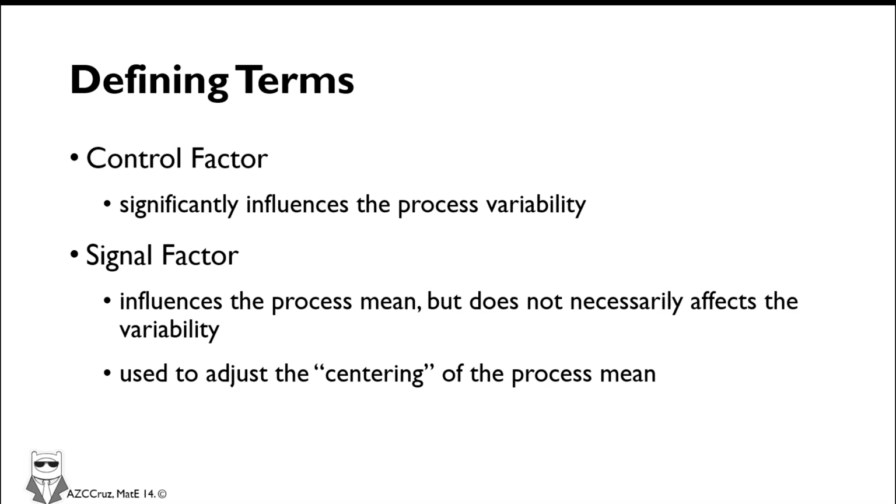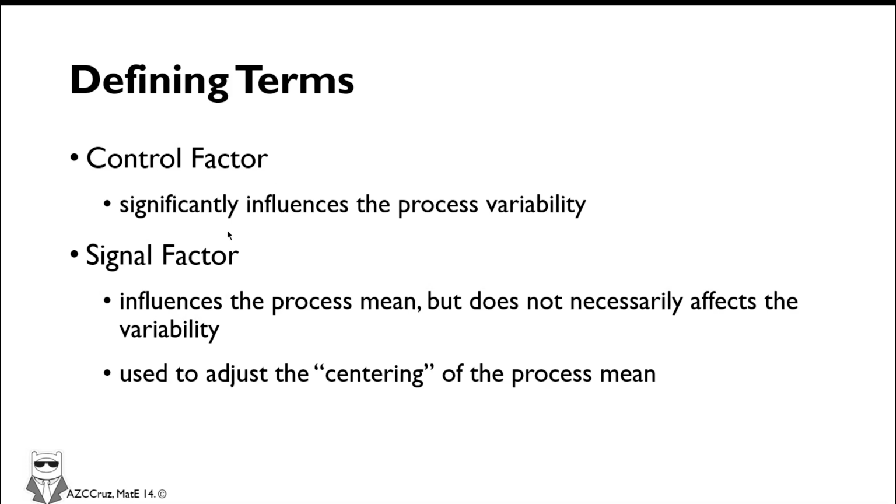So pwedeng kunwari hindi significantly nakaka-affect sa response variable yung isang factor, pero yung adjustment mo of that factor can affect yung variability niya. So pwedeng kunwari at higher temperature usually mas malaki yung laro ng thickness natin. Kunwari usually 10 plus minus 2 yung napoproduce ko, pero pag mataas na temperature naging 10 plus minus 5 siya, parang ganun. So those are control factors. So certain settings can produce minimum variability.